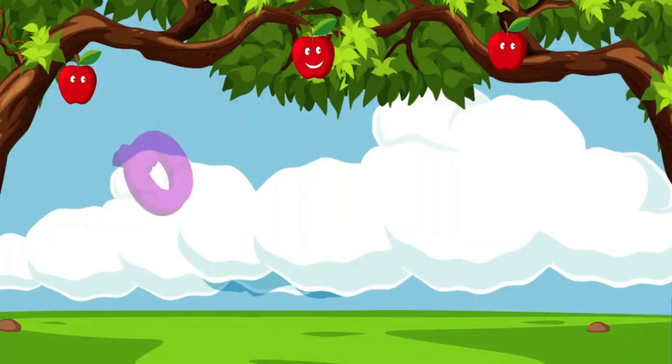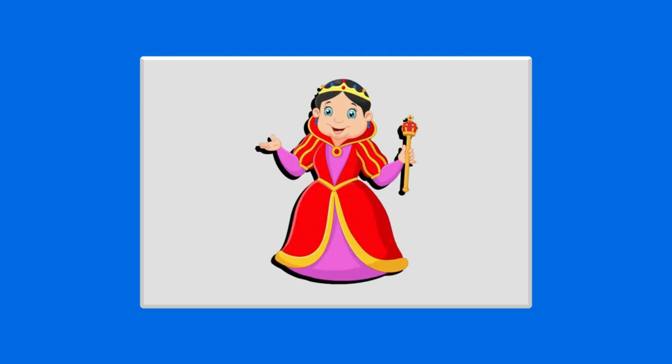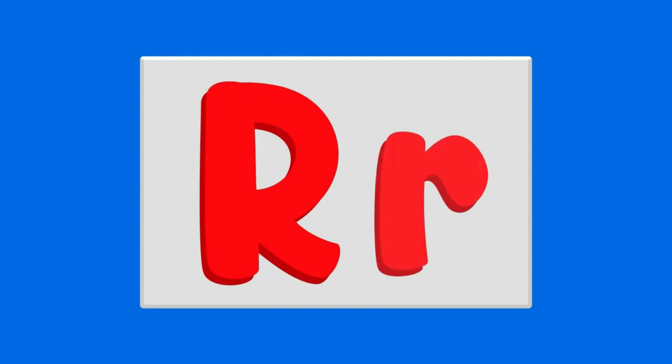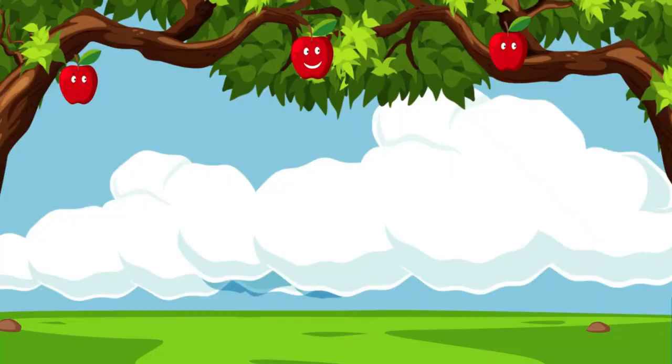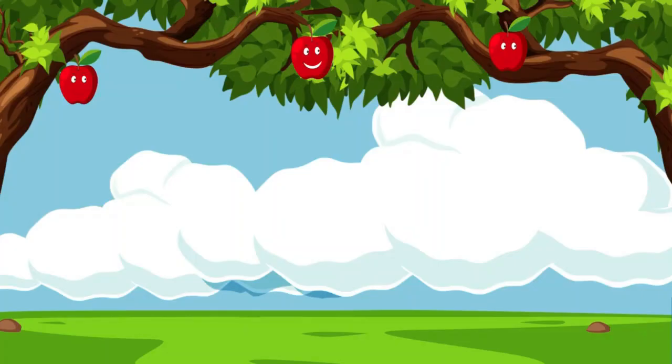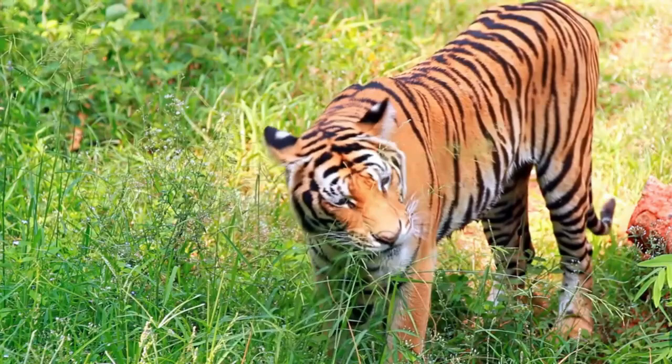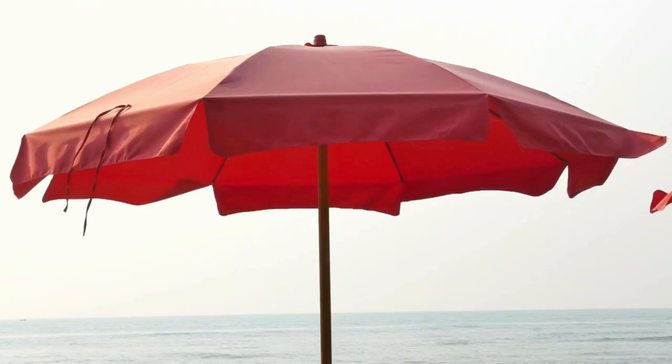P is for pony. P, p, pony. P, pony. Q is for queen. Q, q, queen. Q, queen. R is for rainbow. R, r, rainbow. R, rainbow. S is for spider. S, spider. T is for tiger, t, tiger. T, tiger. U is for umbrella, u, umbrella. U, umbrella.